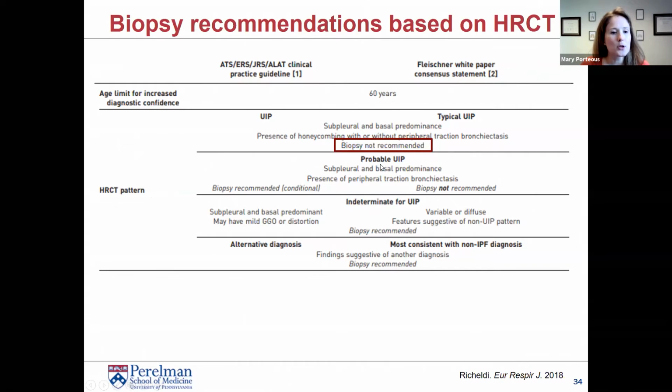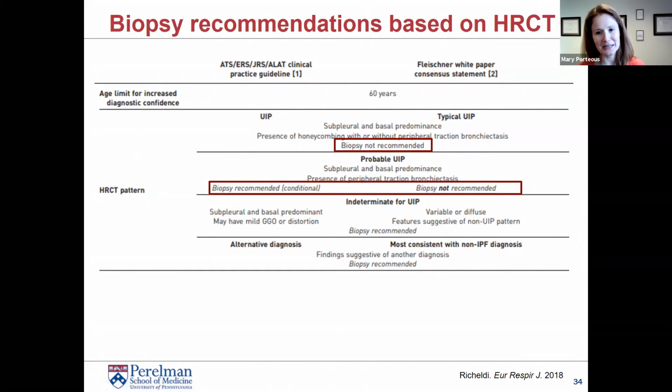If they have a probable UIP pattern, ATS says a biopsy is recommended, although behind closed doors, I think many people didn't feel totally convinced by that recommendation, people talking to people on the panel. Whereas Fleischner says, you know what, if you have a probable UIP pattern, meaning peripheral, basal, or predominant, and all you have is the absence of honeycombing, then you probably don't need a biopsy if these people are older than 60 and you've ruled out the other cause.